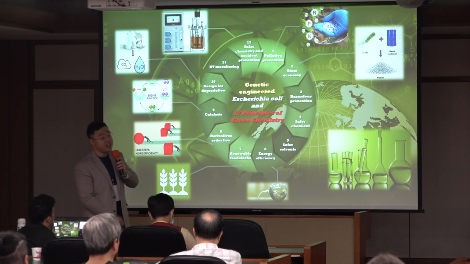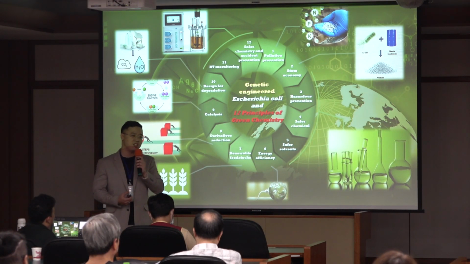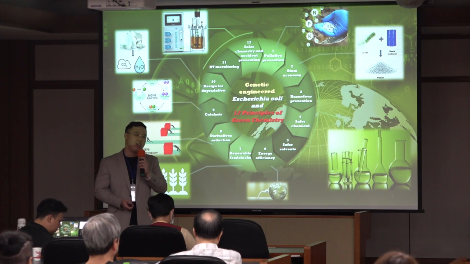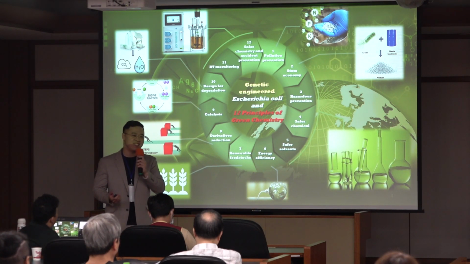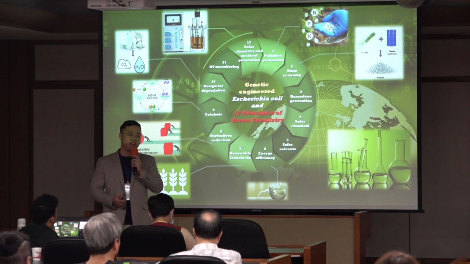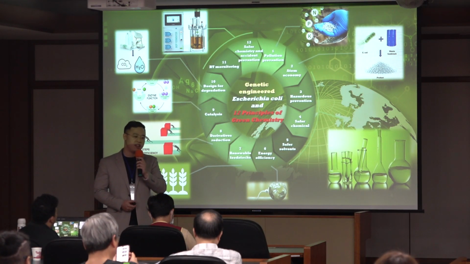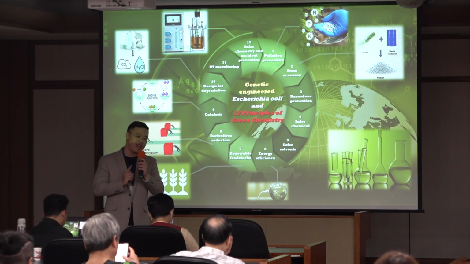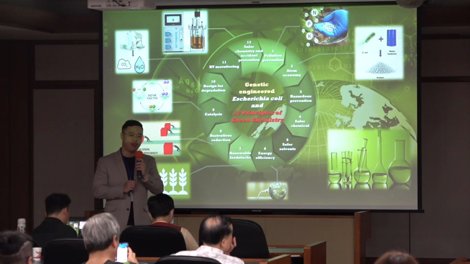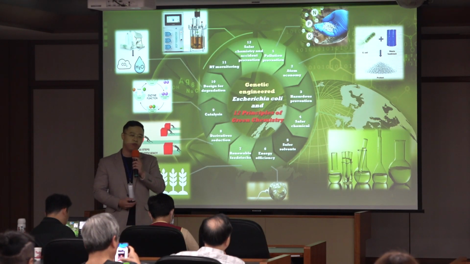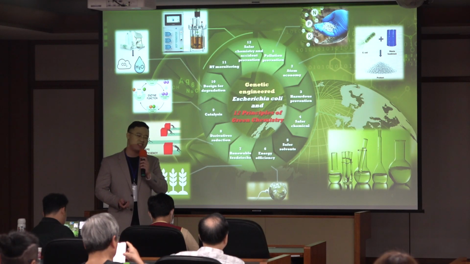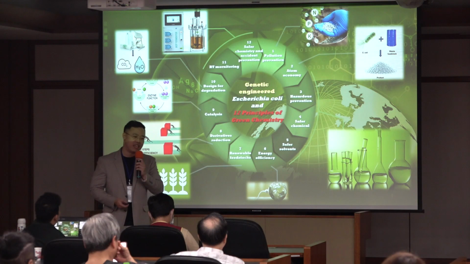For example, in my recent study on PHB production, I use crude glycerol. Crude glycerol is a nasty waste from biodiesel production. Let's say that if we produce 1 ton of biodiesel, we're going to produce about 10% of that amount as crude glycerol. And crude glycerol is actually very toxic, so not many living organisms can use it.